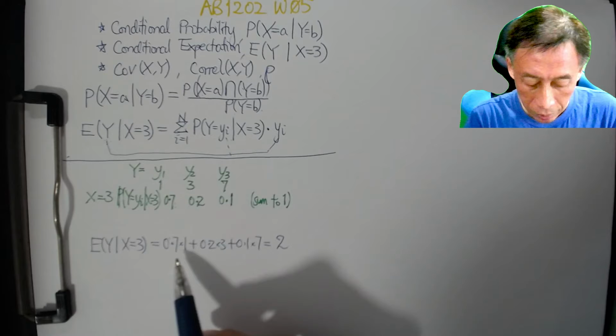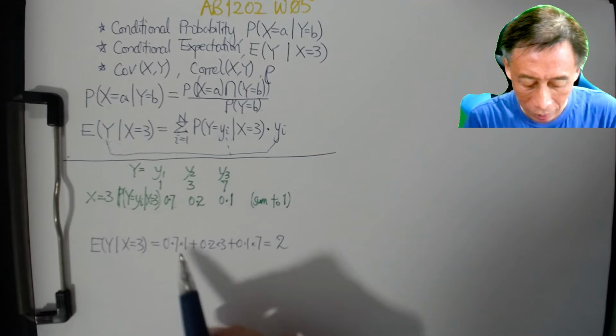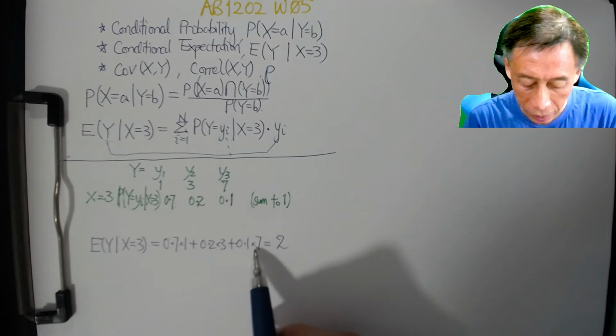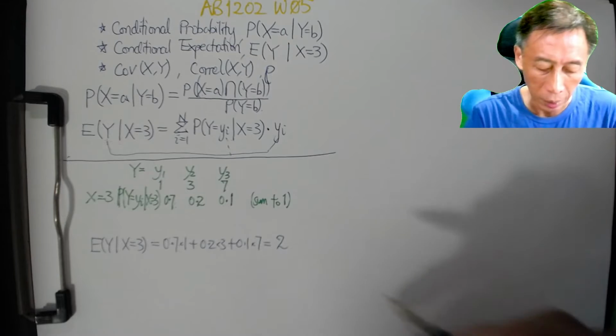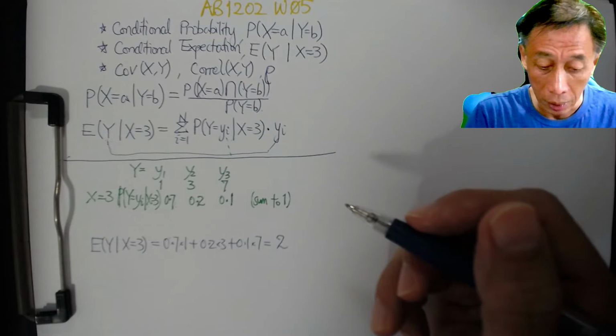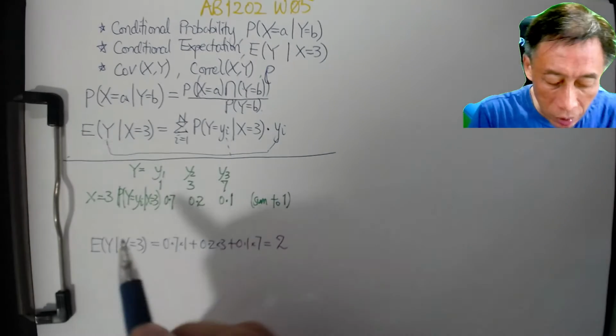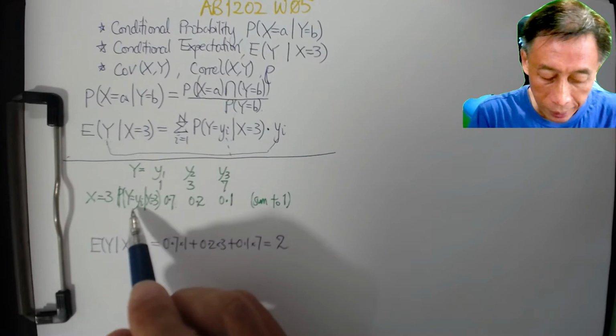Is that right? 0.7, then 0.6, 1.3, then 0.7, 2. Yeah. So the conditional expected value of y is 2.